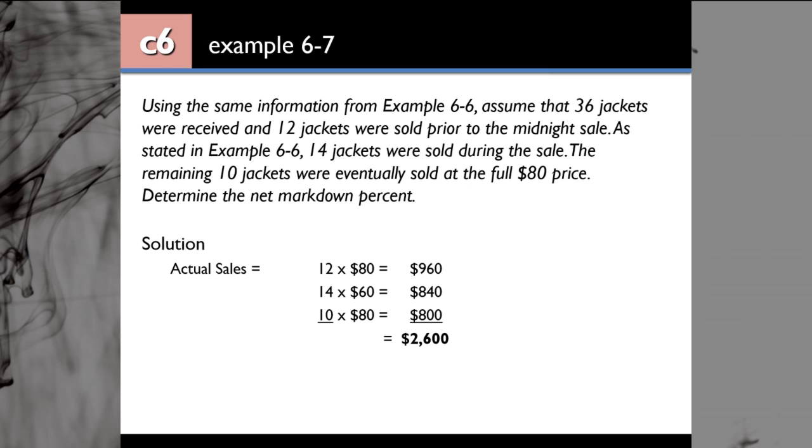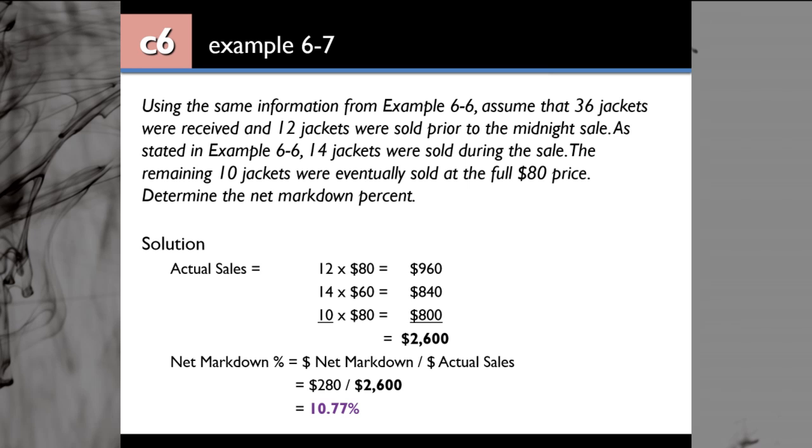Now you know actual sales, and you also know net markdown dollar. Then you can calculate net markdown percentage, because your net markdown percentage can be calculated as dollar net markdown divided by actual sale. So if you remember from the previous one, it was 280 net markdown divided by actual sale. So your net markdown percent is 10.77%. Okay, great. So now you know both how you can calculate the net markdown dollar and net markdown percentage. And let's look at another example.